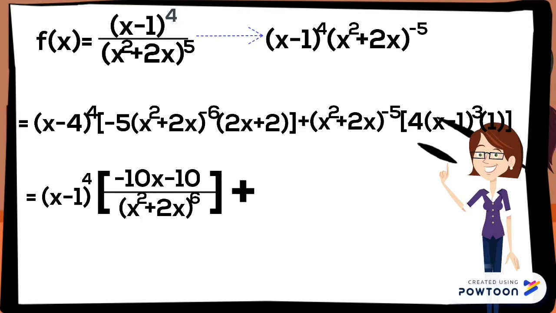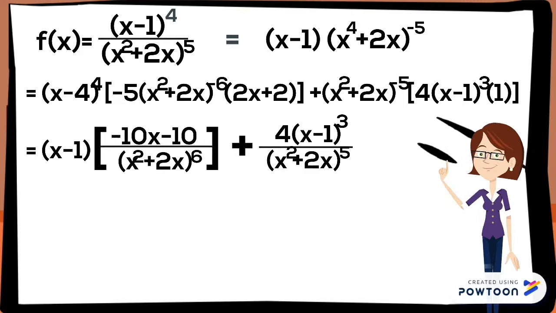The same goes with the other bracket. Plus, 4 multiplied to 1 is 4, multiplied to (x - 1)^3 is 4 times (x - 1)^3. Transfer (x^2 + 2x)^-5 to the denominator to make the exponent positive. Now, you can multiply (x - 1)^4 to -10x - 10 over (x^2 + 2x)^6.